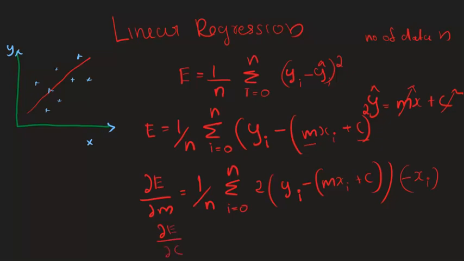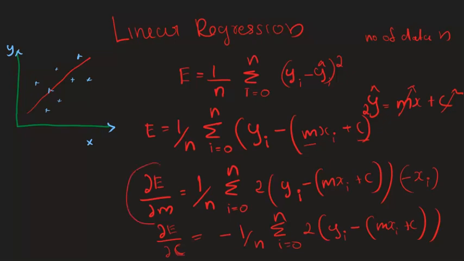We are going to find out c also, right? So it will be the same for c, except this x won't be here. Minus 1 by n sigma i equals 0 to n, 2 into (y_i minus (m x_i plus c)). This will be the equation for c.